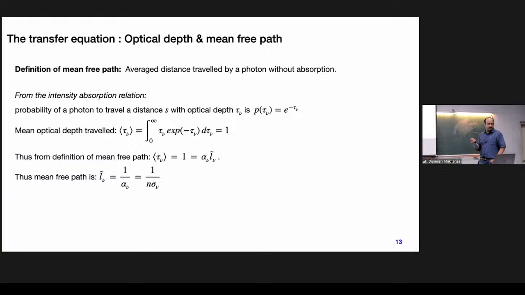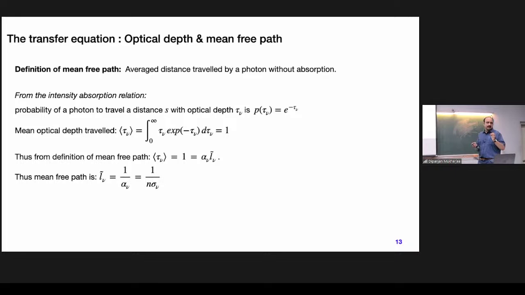This is another way of looking at it. In terms of intensity, what I've defined so far is energy per unit area. You can also think of it as a bunch of photons falling onto that unit area and then traveling in a given direction. And if a part of the intensity, a part of the energy is absorbed, then that means some of the photons are getting absorbed.